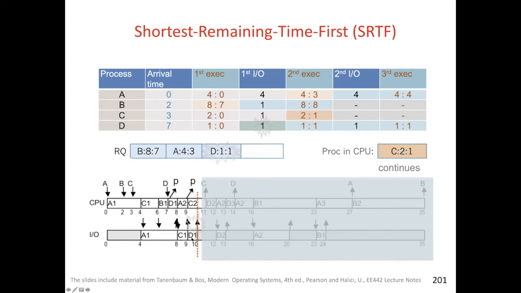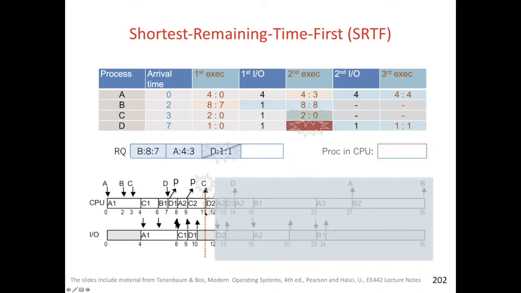At time 10, process D finishes its first I/O operation and enters the ready queue. Compared to the remaining time of the executing process, which is process C, the remaining time is 1. Because they are the same, C continues its execution. There is no preemption at this point. Then at time 11, the second execution of process C finishes, so process C terminates and leaves the system.